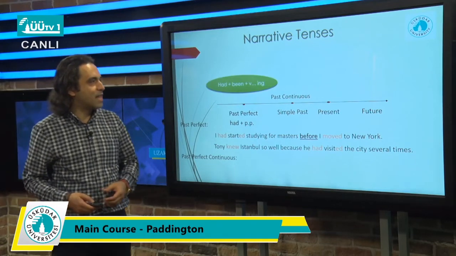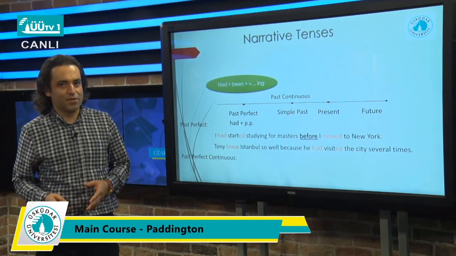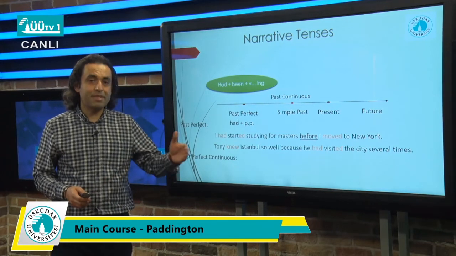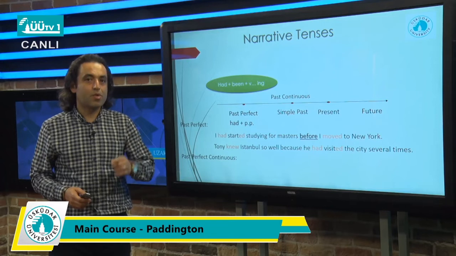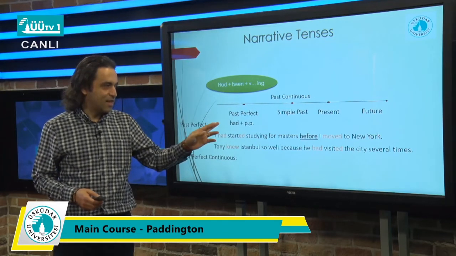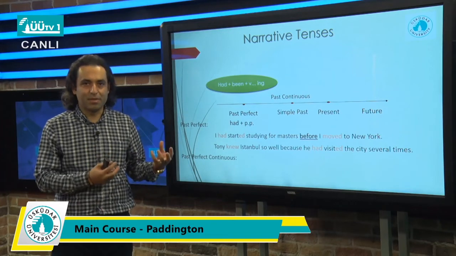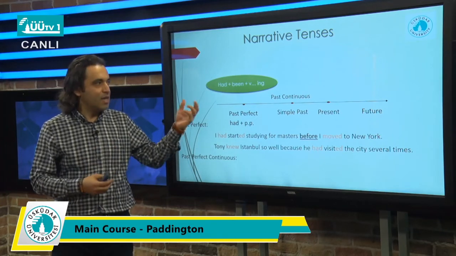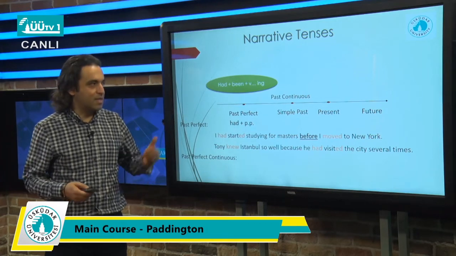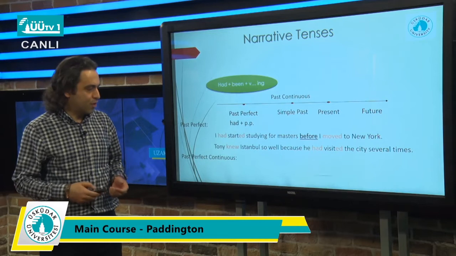The structure is had been plus verb-ing, and like past continuous, it is talking about an action that happened in the past and was in progress, but before another action. Like past perfect, where one action happened before a simple past action, past perfect continuous is exactly the same, but it was in progress, and that's why we use that structure.